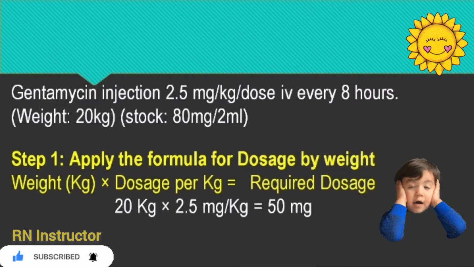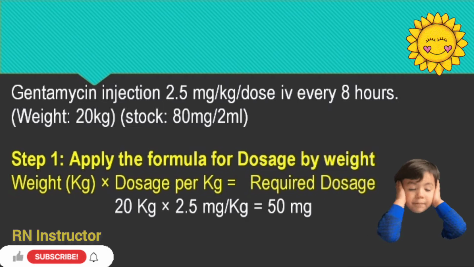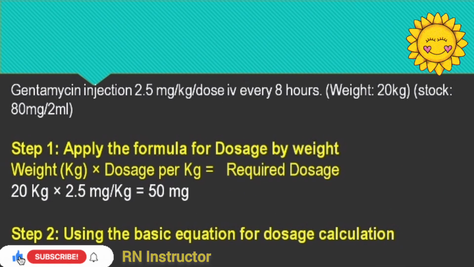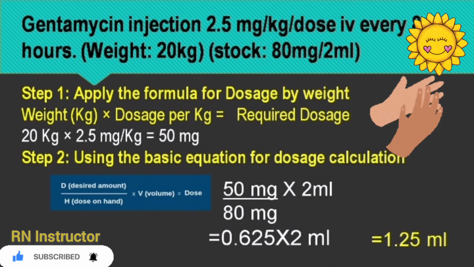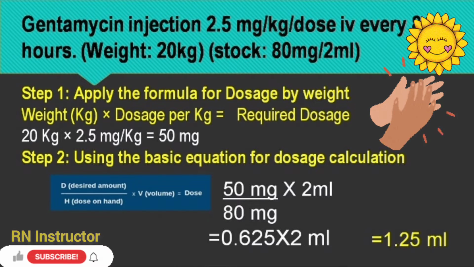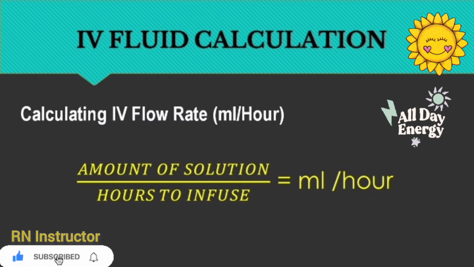So here first you need to calculate the mg per kg. Then the second step, by using your basic formula now, here you are going to get 50 mg by 80 mg, that is to be multiplied by 2 ml, and you get the answer 1.25. So the next question is IV calculations, IV fluid calculations.